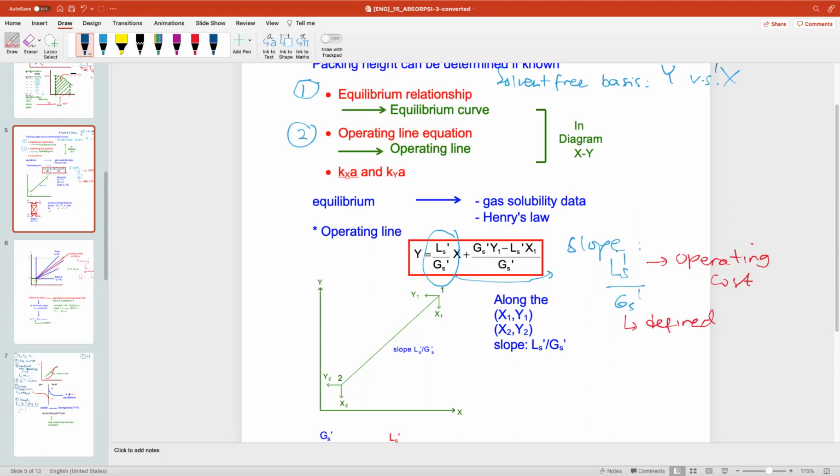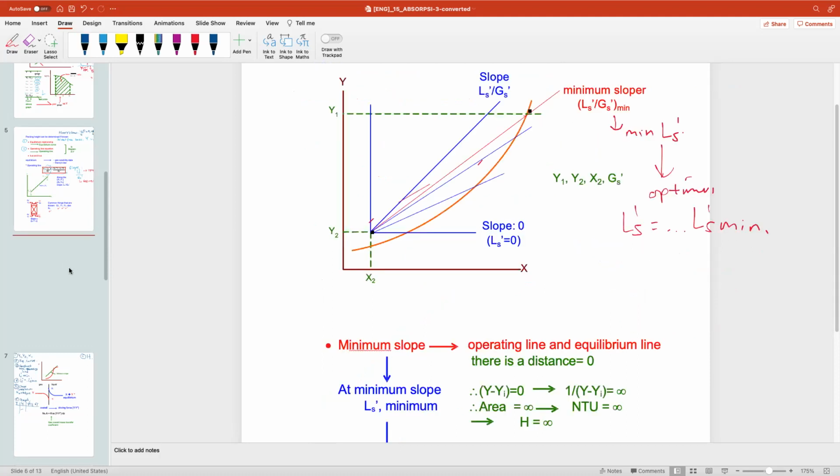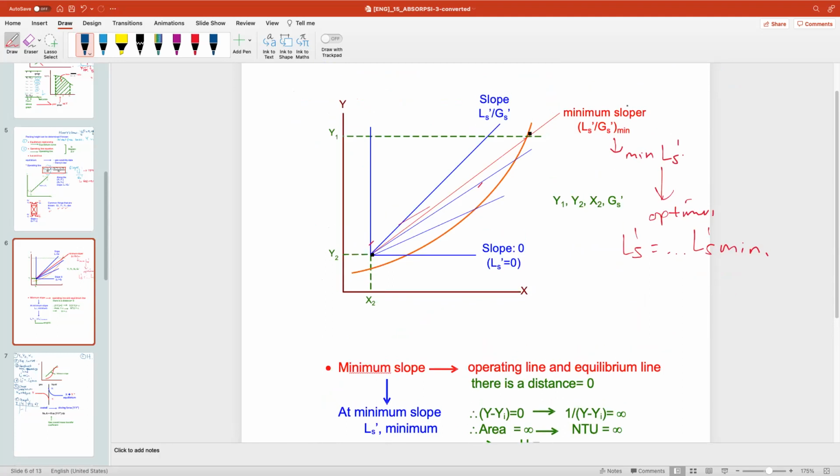Usually for the slope, we have to find this from the minimum one. So try to find the minimum line, for example, like this. Once we know the minimum LS, then we can calculate what is LS by calculating the operating condition, how many LS minimum, and then you can construct a new slope. And there you have your operating line.